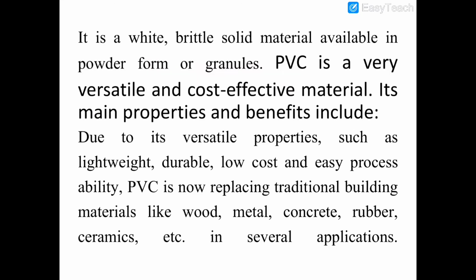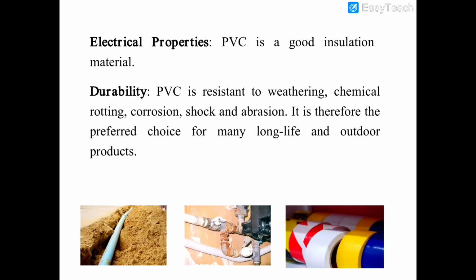Then we are going to discuss the properties of PVC. It is a white brittle solid material available in powder form or granules. PVC is a very versatile and cost effective material. Its main properties and benefits include: due to its versatile properties such as being lightweight, durable, low cost and easily processable, PVC is now replacing traditional building materials like wood, metal, concrete, rubber, ceramics, etc. in several applications.